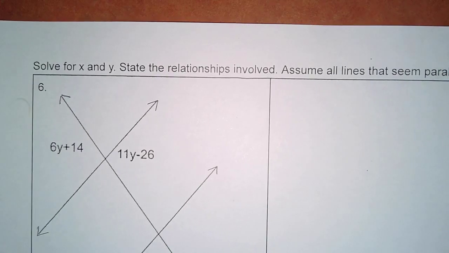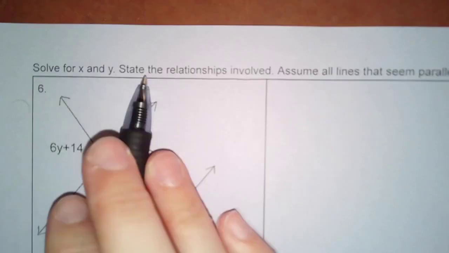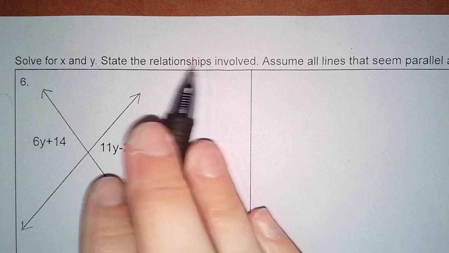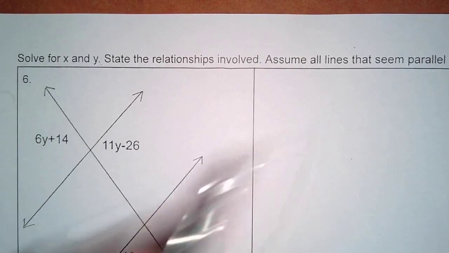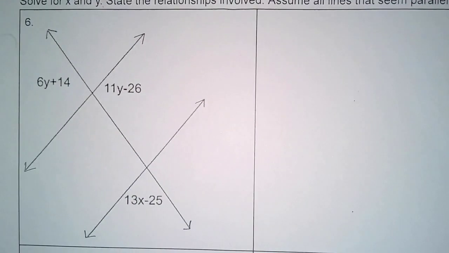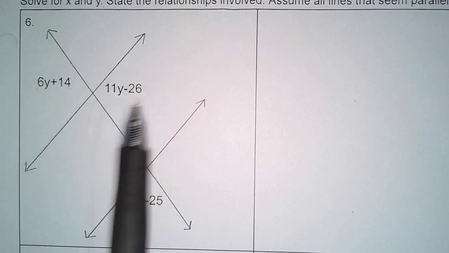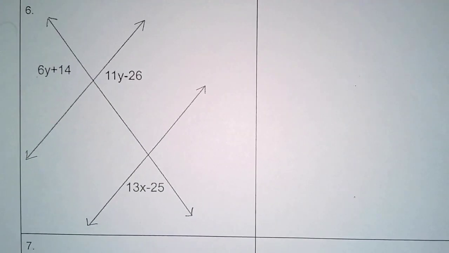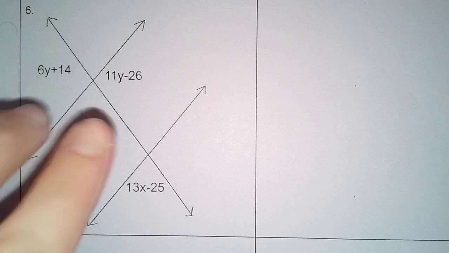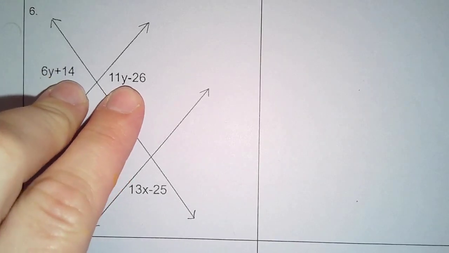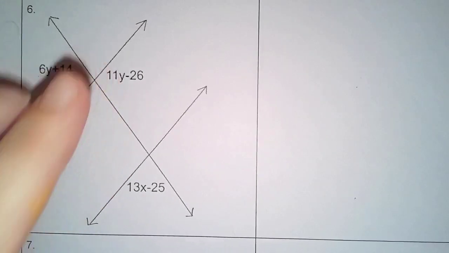Okay, this time I need to solve for x and y. So it says state the relationships involved. There will be multiple. Assume all lines that seem parallel are. So on number 6, I have an expression with y, another expression with y, and one with x. So we're not setting up a system of equations like we did in last class's warm-up. We're just going to deal with the y's first and then go back and use y to find x.